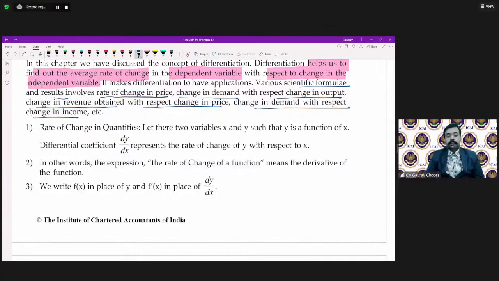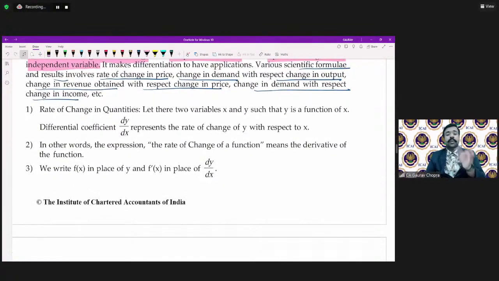Right? Like price is given, then what will be the demand? Because we know that as price increases, demand for the commodity decreases. If the price of a commodity increases, its demand falls. So these two are variables and one is dependent on the other. Similarly, revenue and price are also dependent on each other. If price changes, then revenue will also change.